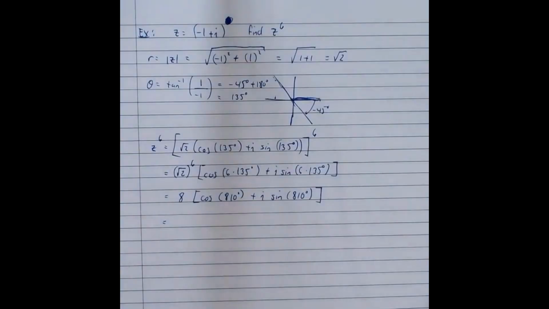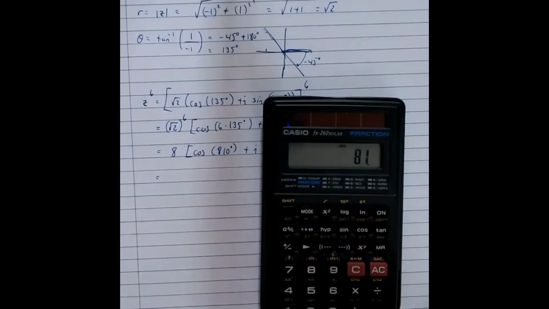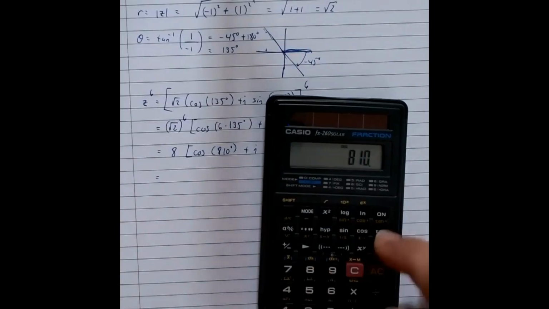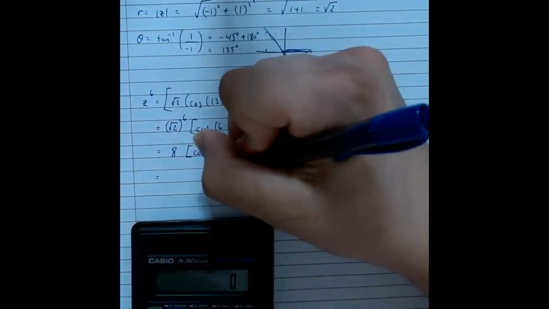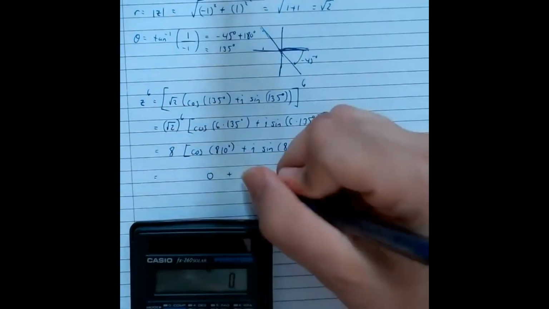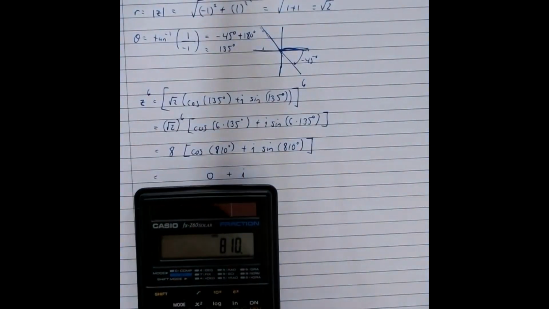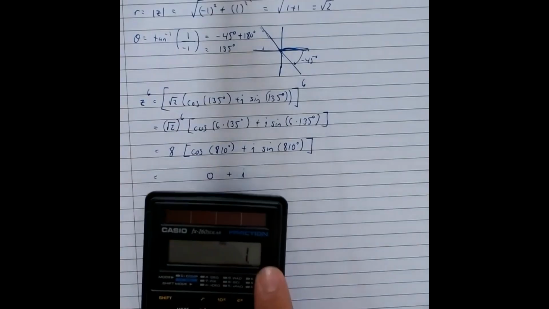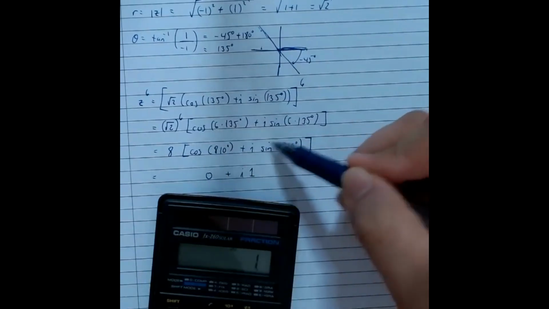If I take the cosine of 810 degrees, let's just go ahead and pop this in here. The cosine of that is actually 0. Is that right? Yeah, that's 0. The cosine of 810 degrees is going to be 0, plus i times, if I take the sine of 810 degrees, I keep saying that backwards, that's just the number 1. So this is 0 plus 1i.